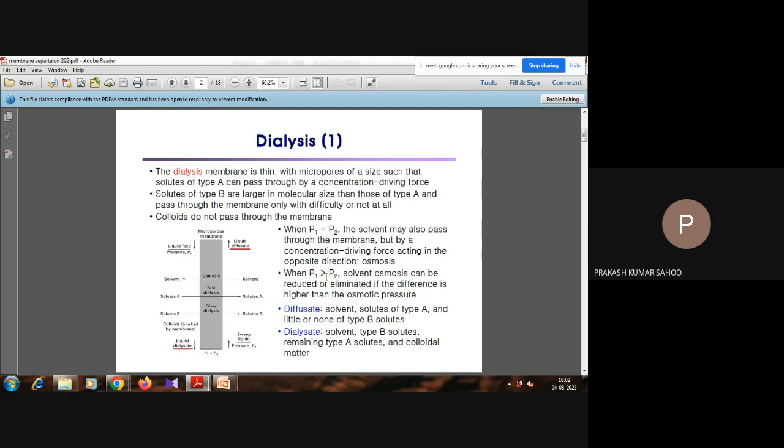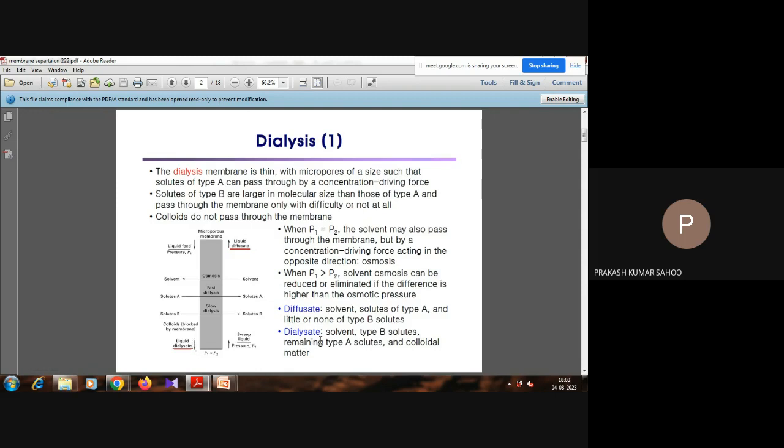When P1 is greater than P2, solvent osmosis can be reduced or eliminated if the difference is higher than the osmotic pressure. If the pressure on the left side is greater than the pressure on the right side, then this pressure will be greater than your osmotic pressure. If it is greater than osmotic pressure, then the osmosis process may be stopped or the flow will be reduced.